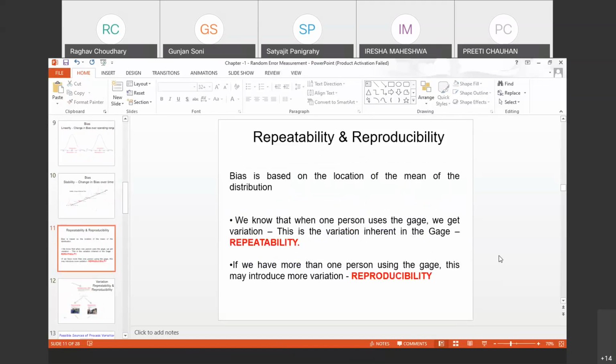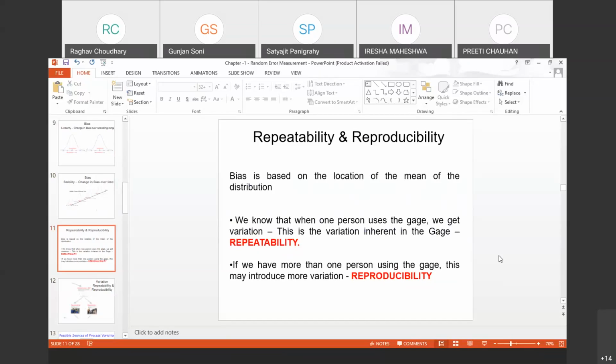Now there's a term called repeatability and reproducibility. So this is something quite interesting and important as well. Bias is based on the location of the mean of the distribution. So what do we see? Over here the variation exists. Now this variation needs to be studied. The best way of studying the variation is through standard deviation and variance. But it's not easy to measure it first. If you are able to measure it, then comes the classification of it, because this variation may be simply because of the natural randomness which is there in it.